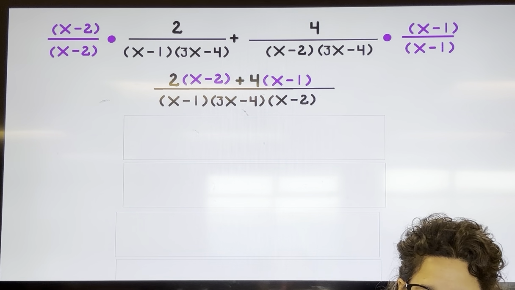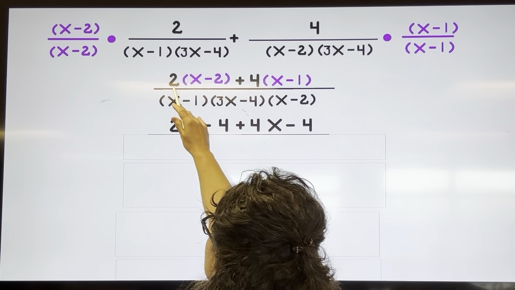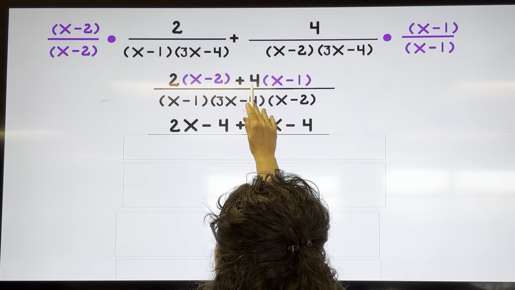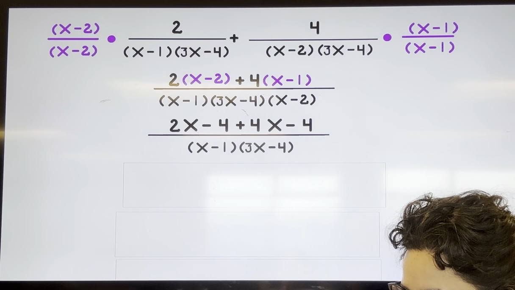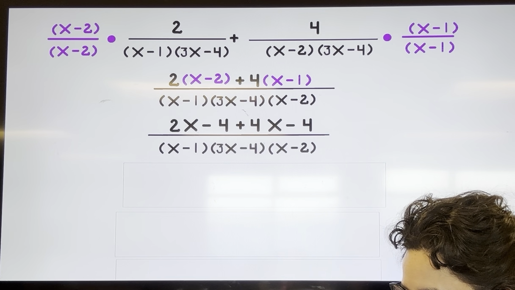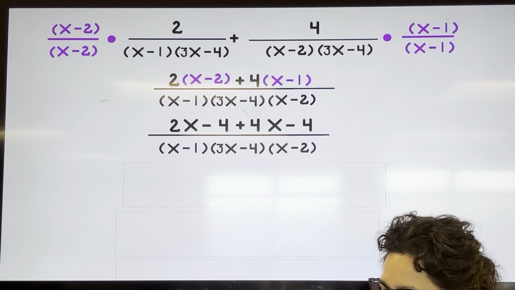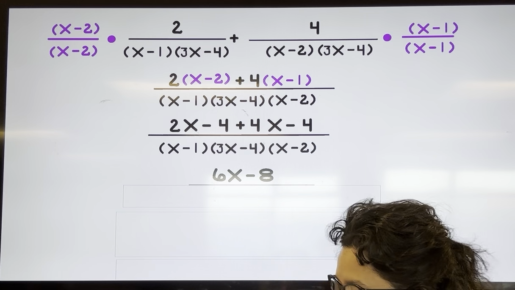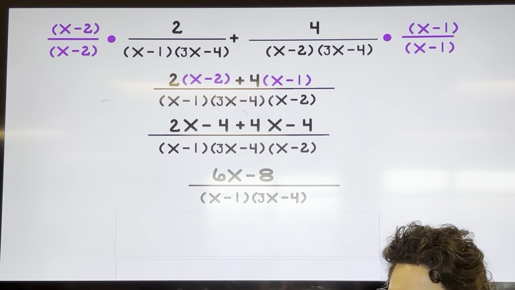Okay, then let's simplify that numerator just a little bit. Distributing, 2 times x is 2x, 2 times negative 2 is negative 4, 4 times x is 4x, 4 times negative 1 is negative 4. Now it's going to be over that common denominator. Simplifying a little more here, 2x and 4x make 6x, negative 4 and negative 4 make negative 8, over the common denominator.